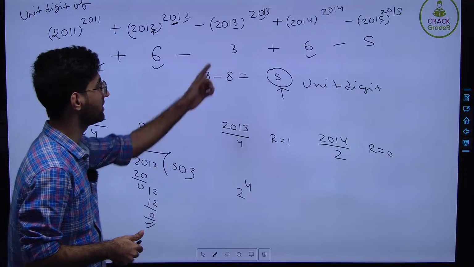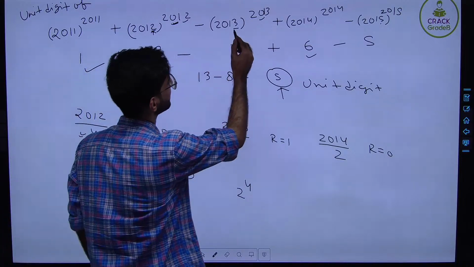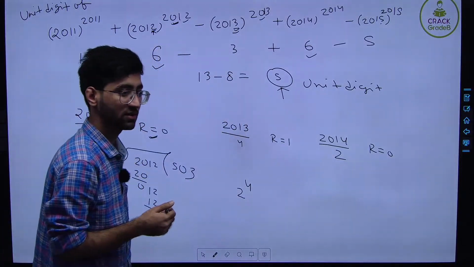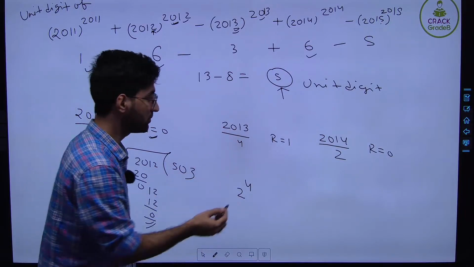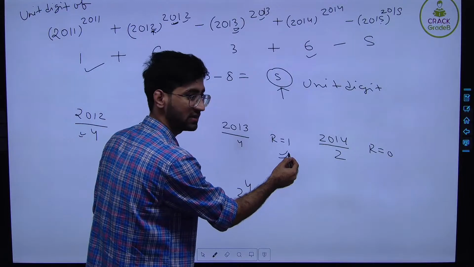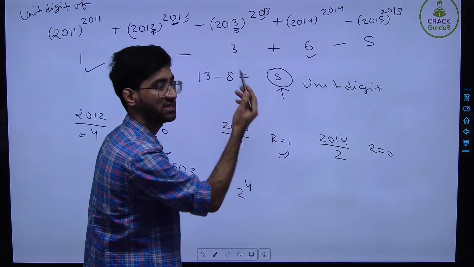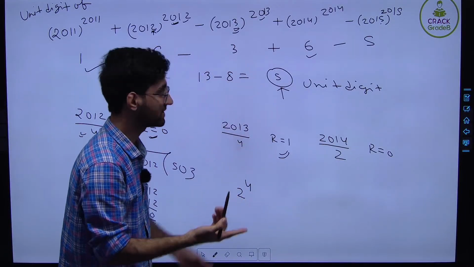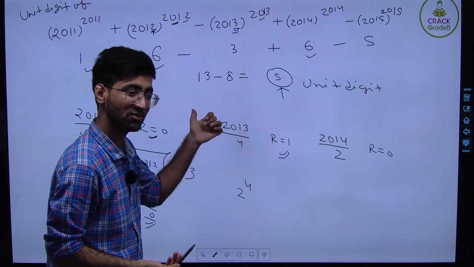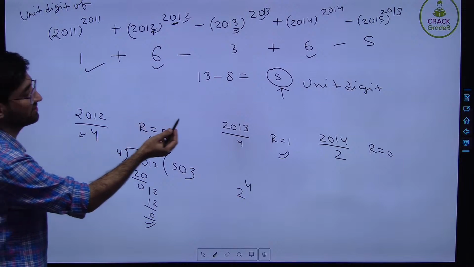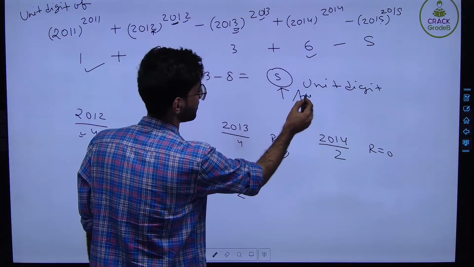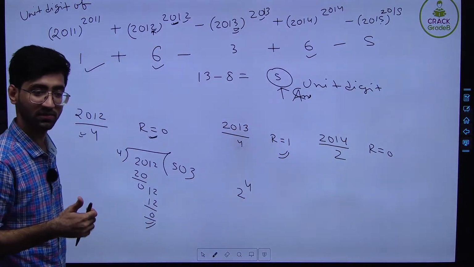Again, the cyclicity of 3 is 4, right? So we will have to divide 2013 by 4. You will get remainder 1. So the unit digit will be 3 to the power 1, that is 3, right? Any doubt? Okay. So 5 is the correct answer. Hopefully all of you were able to solve, right?